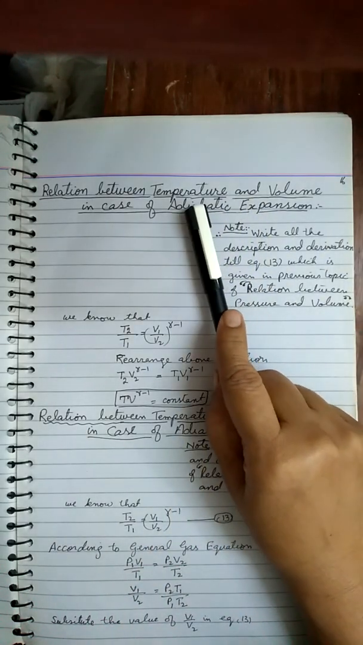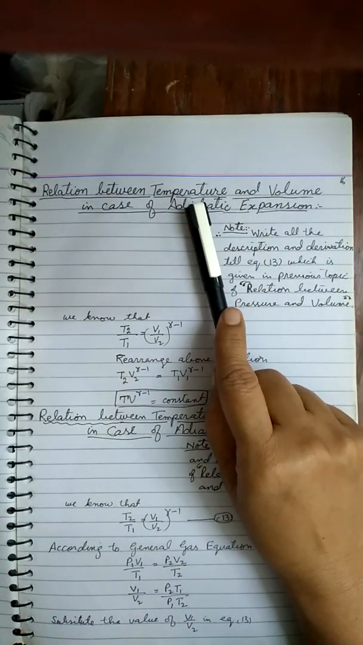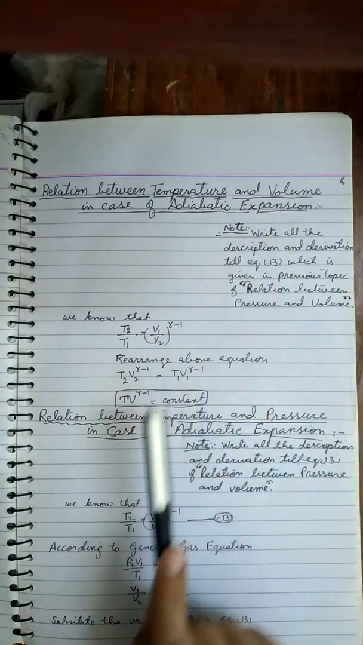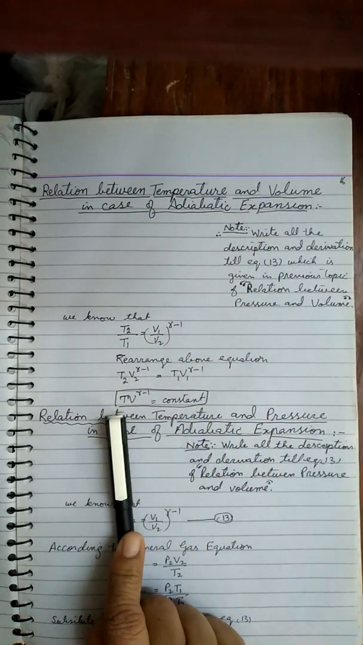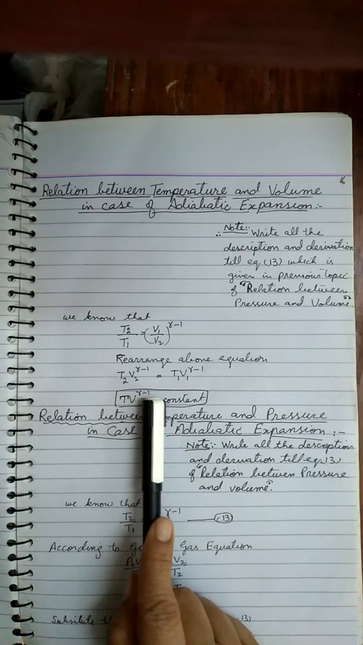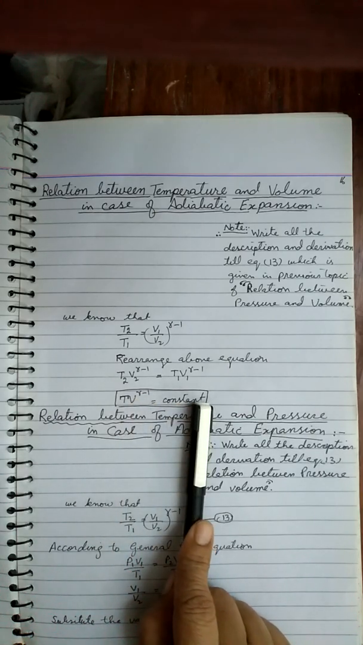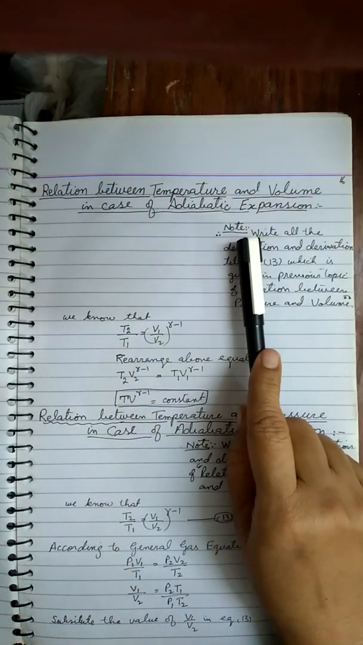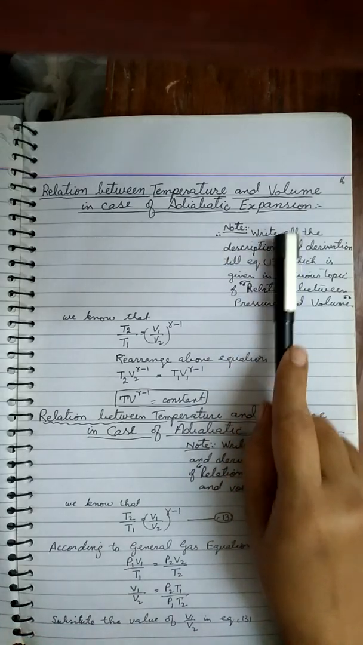When the temperature and volume are taken, then the result of the equation will be TV raised to power gamma minus 1 is equal to constant. So our second equation is also proved.